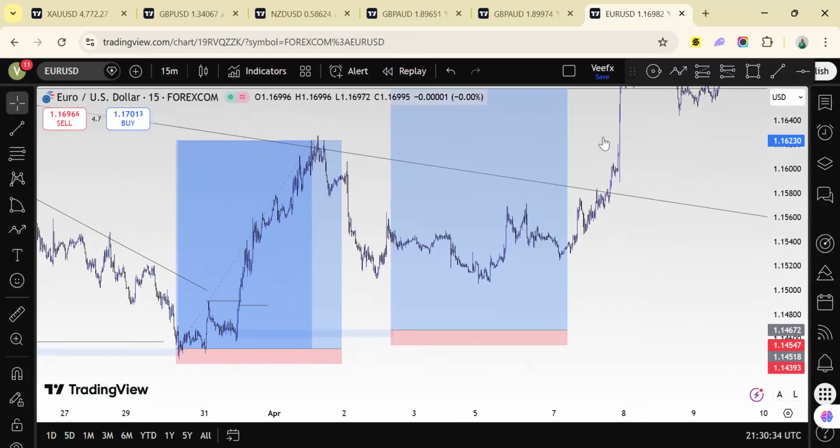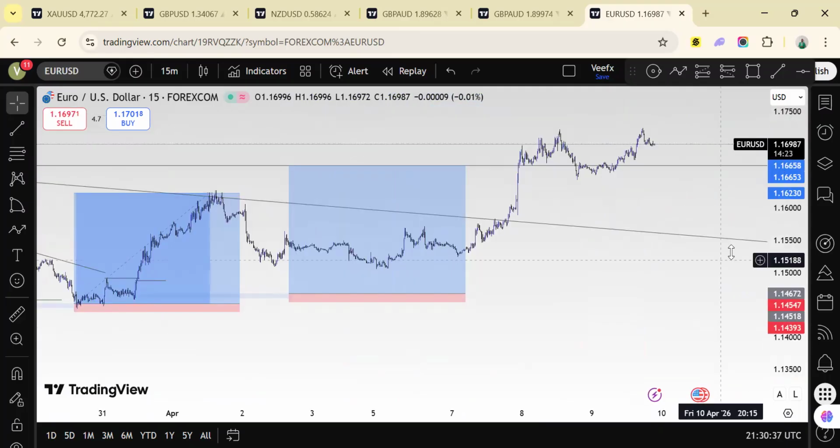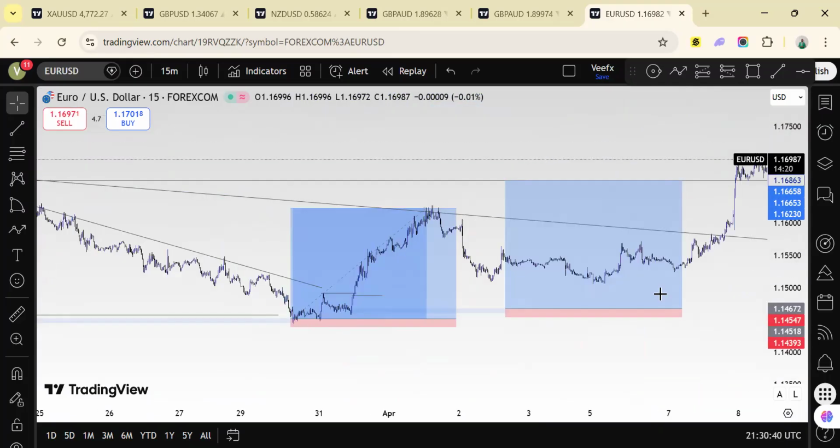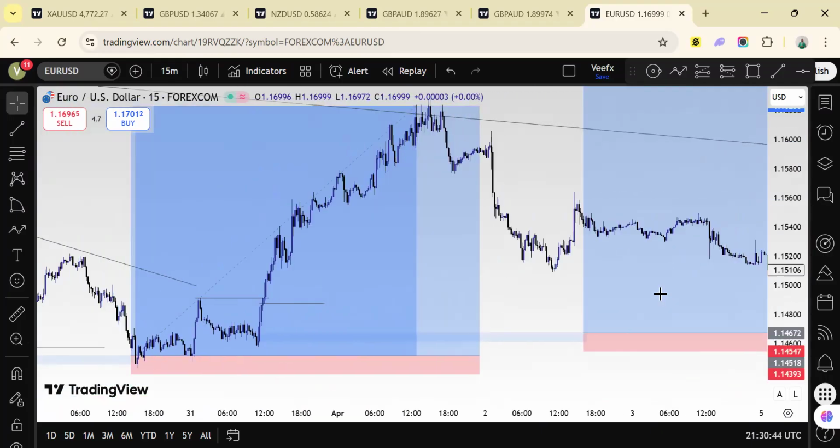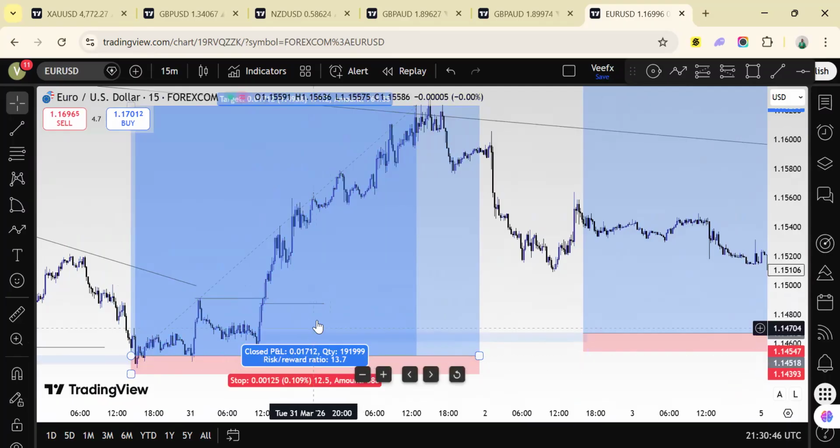Although I was still looking for a re-entry on GBP USD on Euro USD from here, although it has not triggered yet. All right, it has not triggered yet. But how did I even get that entry? It was actually from here. On this you can see this.